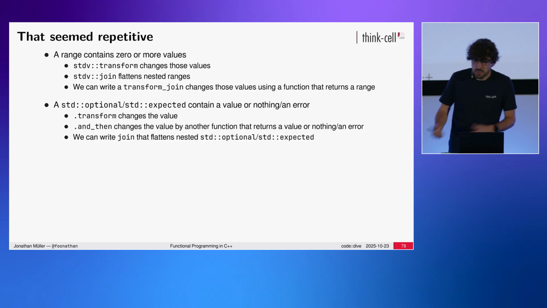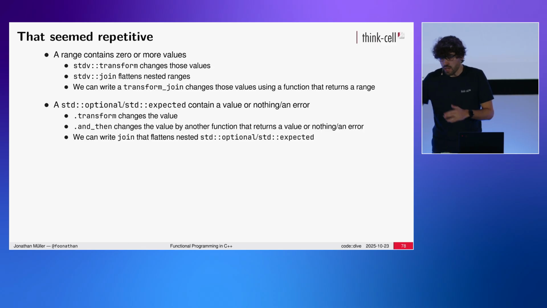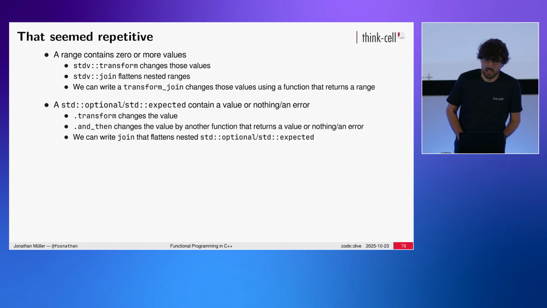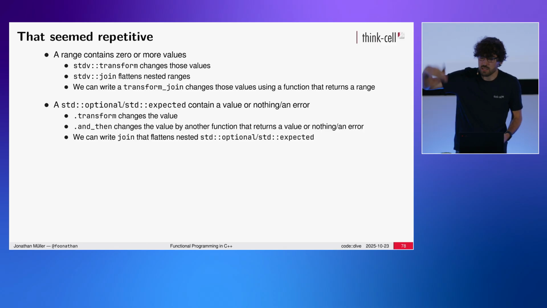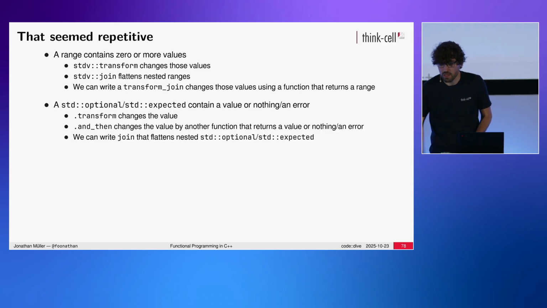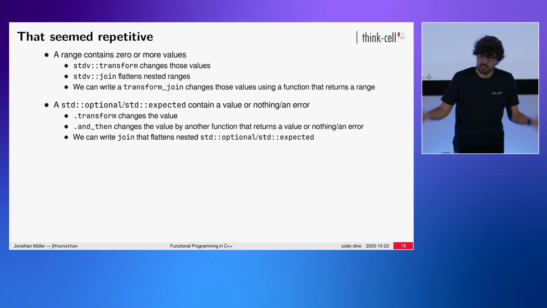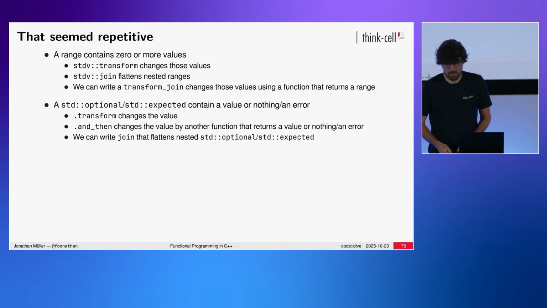We've seen optional and expected. They contain a value or nothing or an error. We can have the transform to change this value. We can have and then to change it with a value with another function that can itself return a value or nothing or an error. And we can also write a join function that flattens the nested ones.